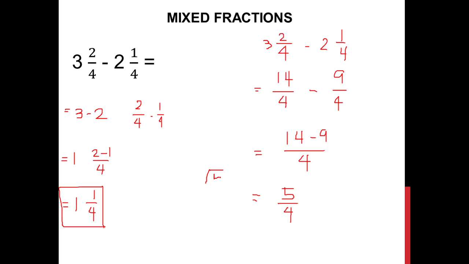Let's divide the numerator by the denominator. So 5 divided by 4, that's 1. 1 times 4, 4. 5 minus 4 is 1. So we now have our whole number, the quotient. The remainder would be the numerator of the fraction, and then the divisor would be the denominator. So we have the same answer. Again, it's up to you what technique you want to use.